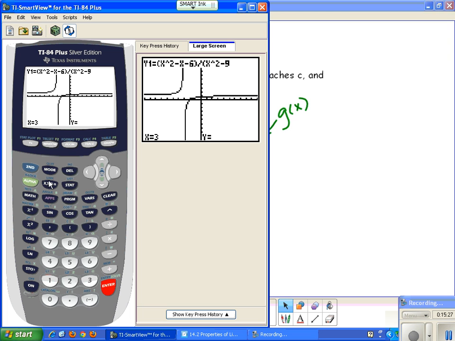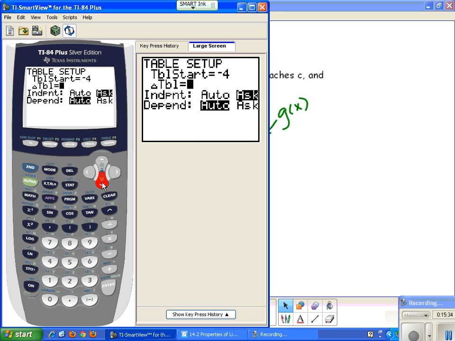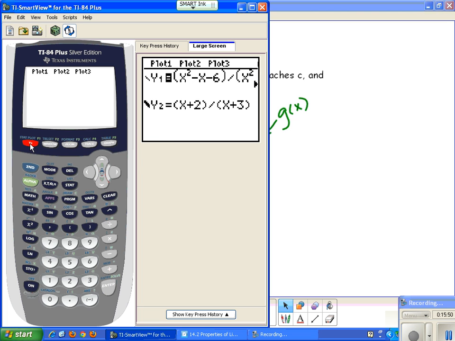notice that nothing comes up for my y value, and if I go to my table and change my window to auto, and if I look at 3 in my table, notice it's not defined there because I have a hole in my graph, if you remember from when we talked about rational functions and graphing these. So because it canceled completely on my denominator is why I have a hole.